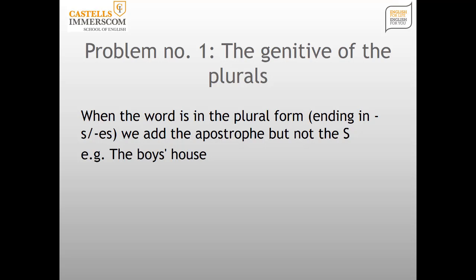So we don't double stress. We don't say boys's house. We just say the boys' house. Okay, orally it is difficult to differentiate between plural and the genitive or the Saxon genitive, but on paper or in the written form it is easy to see that the possessor is a plural noun.